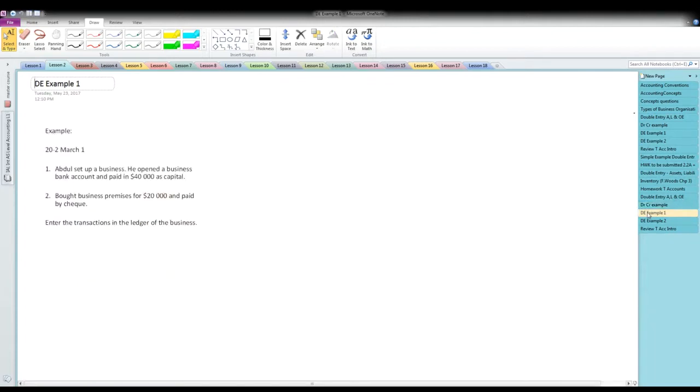Let's have a look at another example of how we actually do T accounts. When we have a look at our transactions, Abdul set up a business, he opened a business bank account and paid $40,000 in capital. So what that means is we start off with the two accounts, which we call T accounts. The first T account is going to be our asset account of bank. That's an asset. And this one is our owner's equity account of capital. That's an owner's equity.